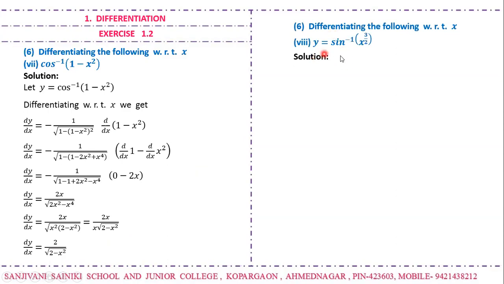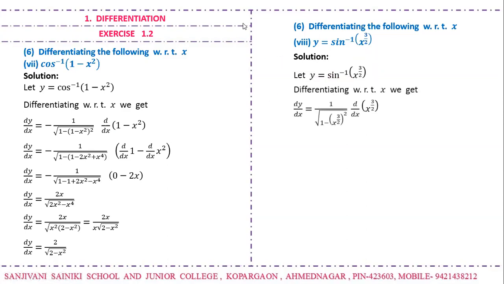The next example, y is equal to sine inverse of x raised to 3 by 2. So differentiating with respect to x, we get dy by dx is equal to 1 upon square root of 1 minus (x raised to 3 by 2) raised to 2 into d by dx of x raised to 3 by 2. So sine inverse of f of x, its derivative is given by 1 upon root 1 minus f of x square into f dash of x.